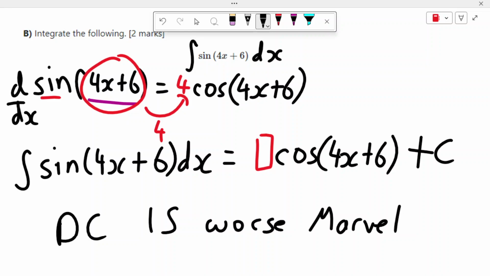So what that means is differentiating cos will give you a negative, but integrating sine will give you a negative. So in this case, we will say there is a minus sign because we are integrating the sine.